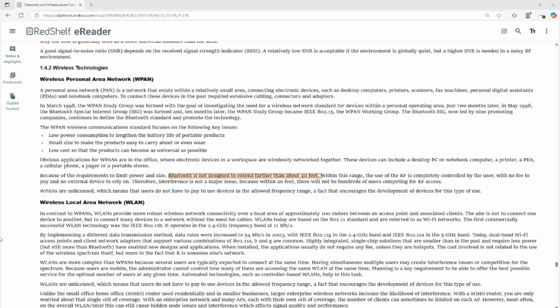Wireless technologies. Keep in mind there are four main types of wireless technologies. Let's begin with the wireless personal area network. It is a network that exists within a relatively small area, connecting electronic devices such as desktop computers, printers, scanners, fax machines, personal digital assistants, and network computers. To connect these devices in the past required extensive cabling, connectors and adapters.